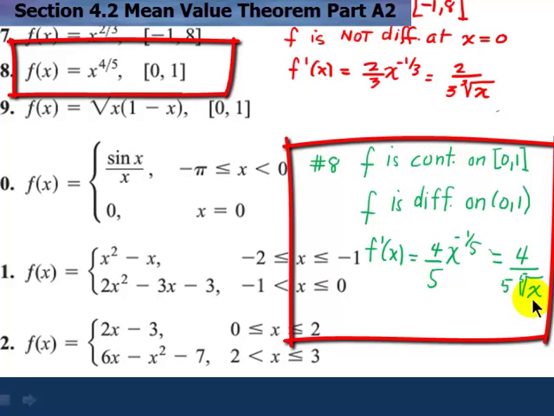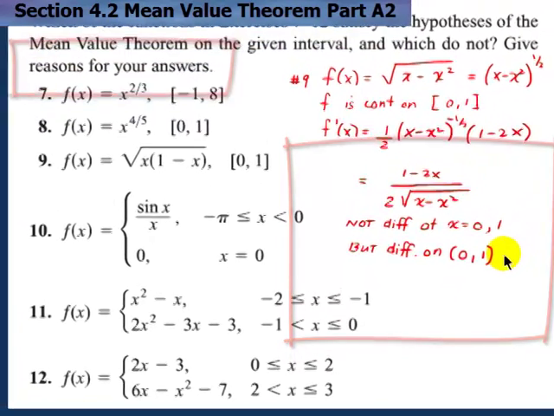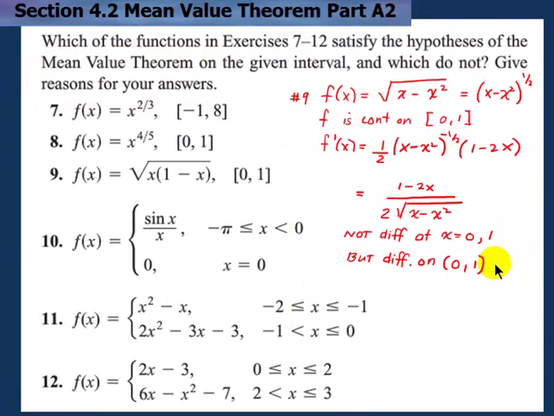to 0. But since the function is continuous on the interval from 0 to 1, and it's not differentiable at the endpoint, but it's differentiable on the interior from 0 to 1, then the function in number 8 does satisfy the hypotheses of the mean value theorem. Okay, how about number 9? Let's check out number 9.